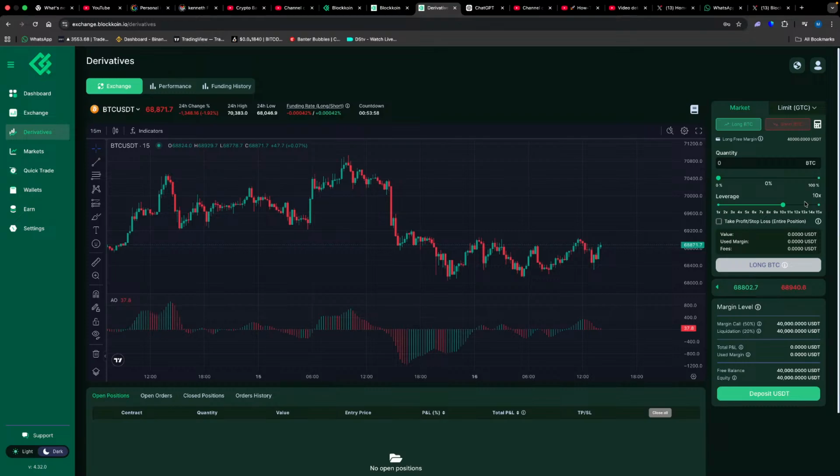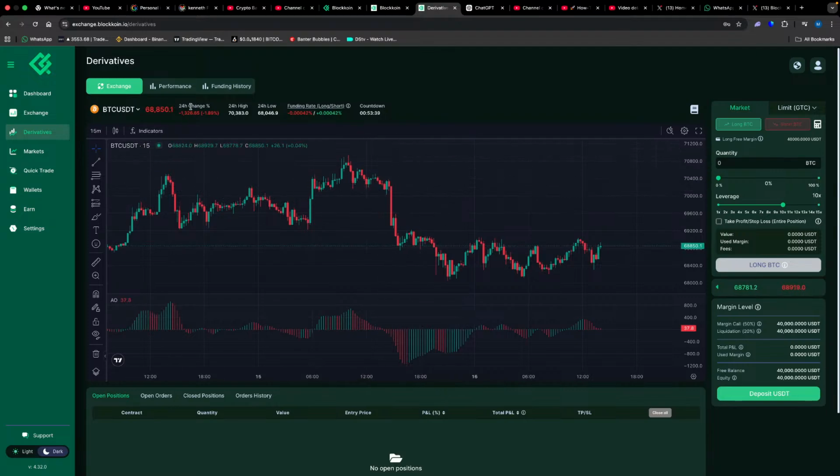If you look over at the top here, we won't be going over the funding rate. We'll be going over that a bit later in the journey. I just wanted to teach the absolute basics of how the derivatives work on Blockkoin.